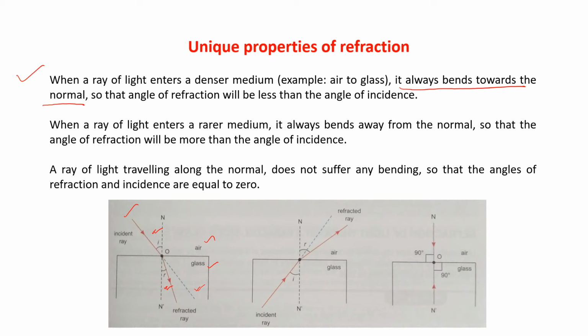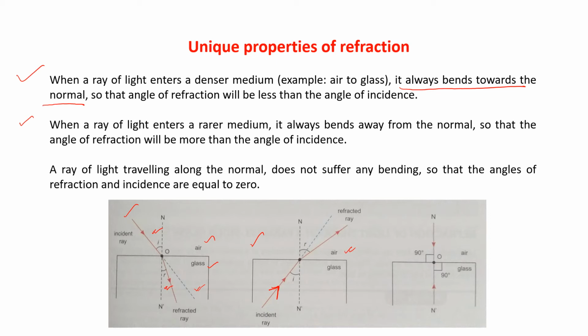Okay. Second is, when a ray of light enters a rarer medium, now just the opposite. It is entering from denser to rarer medium. See this figure. Now it is entering from glass. See the arrow, it is on this side. So it is entering from glass and going into the air medium.